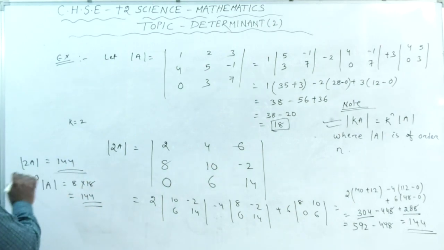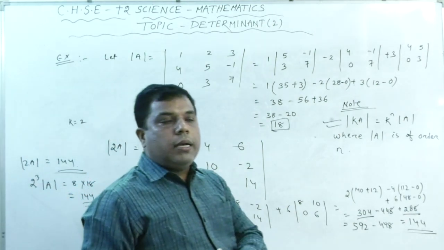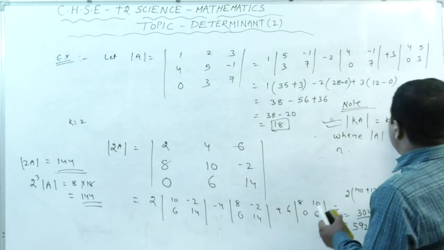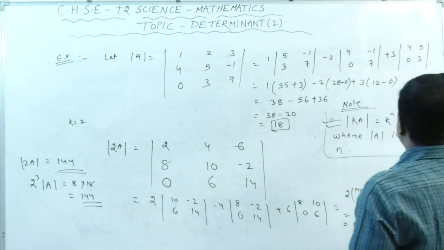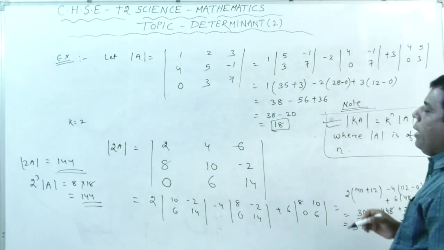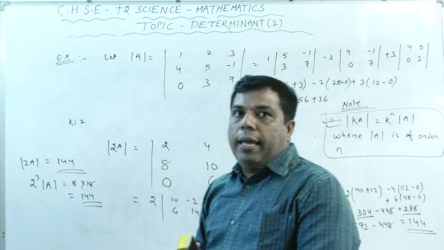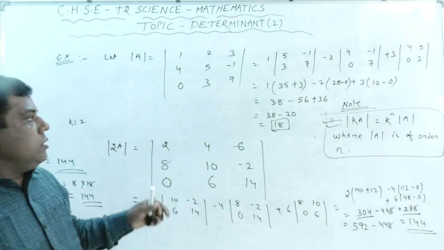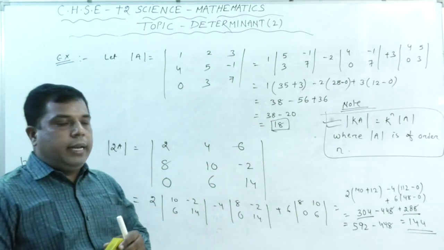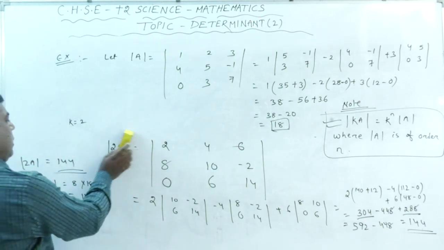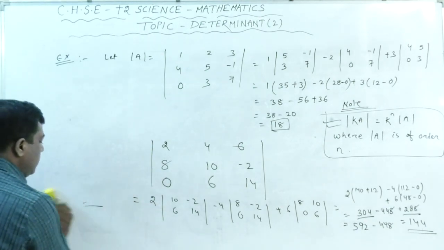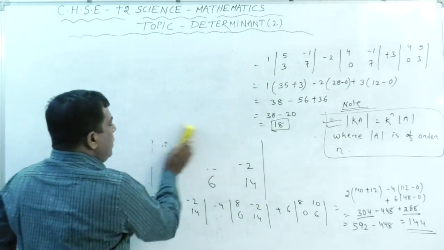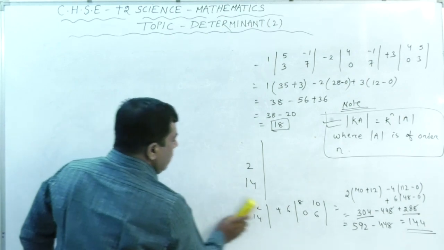So with this, I hope that you are able to show this property, or you are able to know that determinant of kA equals k to the power n into determinant of A, when A is a determinant of order n. Okay. So with this concept, we will move to the next one. So I am cleaning it. Please evaluate it carefully. Otherwise, if you get some mistakes, then it will hamper.